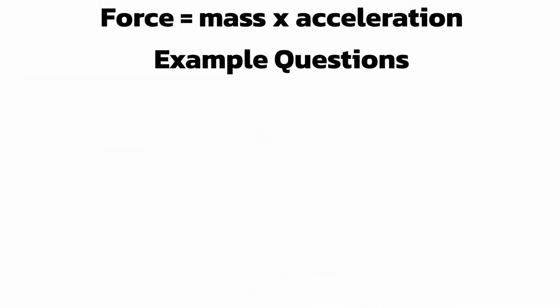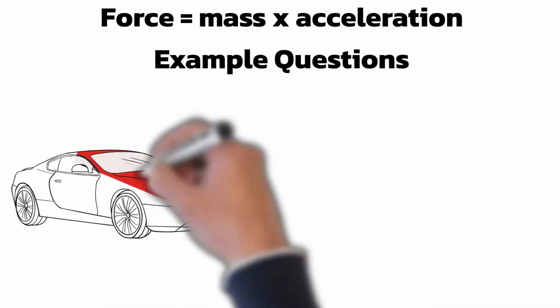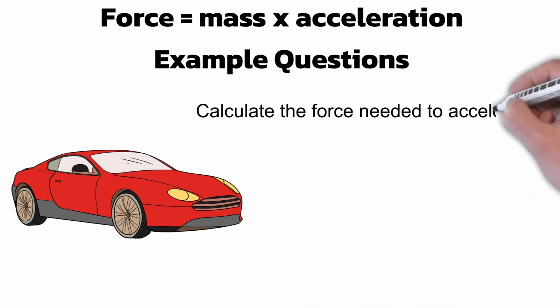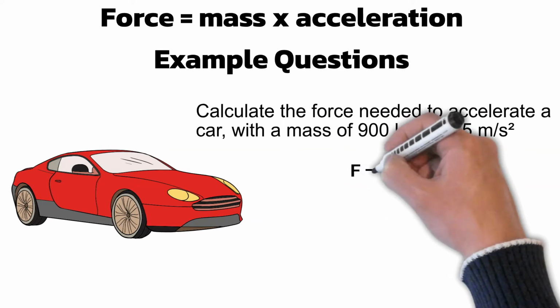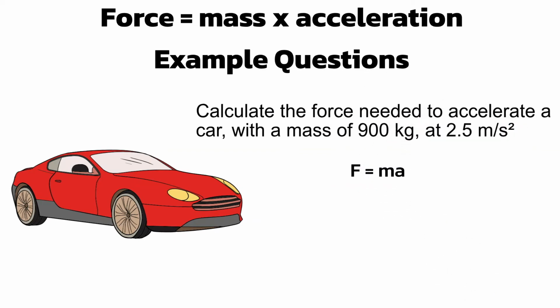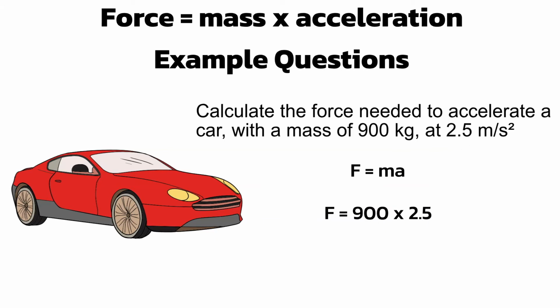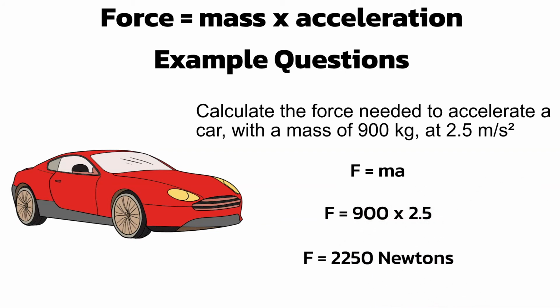It is important that you understand how to use the formula, F equals ma. Let's try a few example questions. Question 1. Calculate the force needed to accelerate a car with a mass of 900 kilograms, at 2.5 meters per second squared. As with all calculation questions, you need to write the formula first, F equals ma. Then, you substitute the numbers from the question into the formula, so F equals 900 times 2.5. This gives a force of 2,250 newtons.